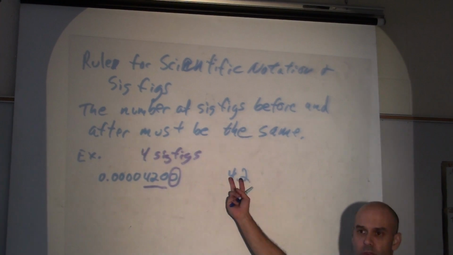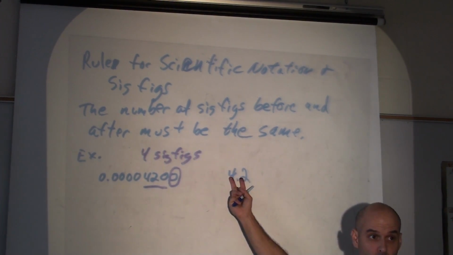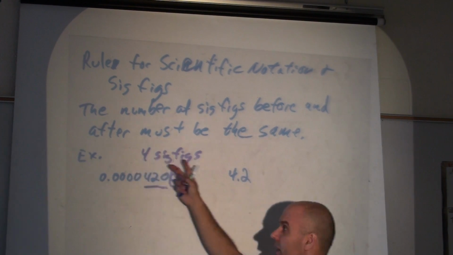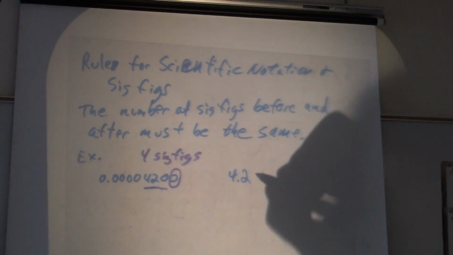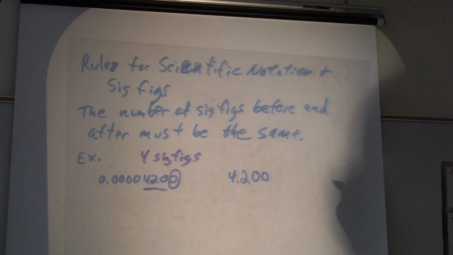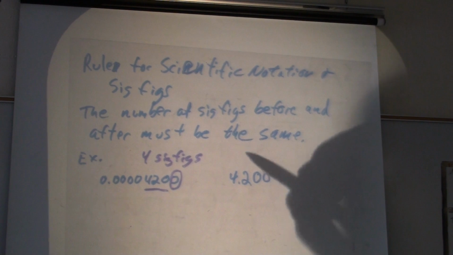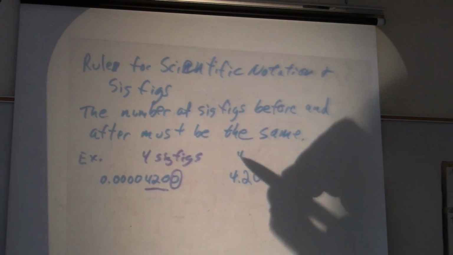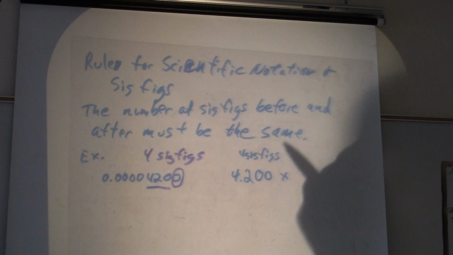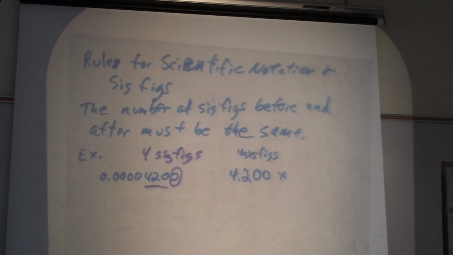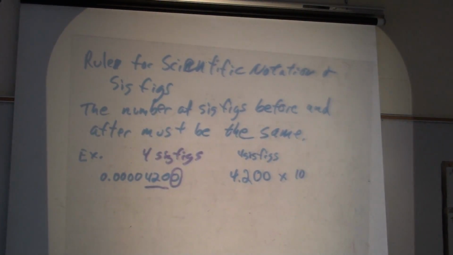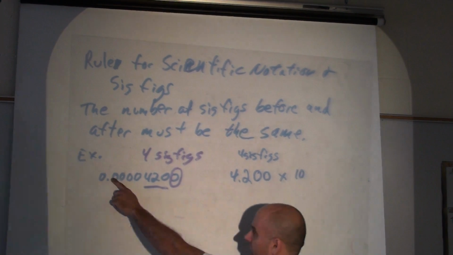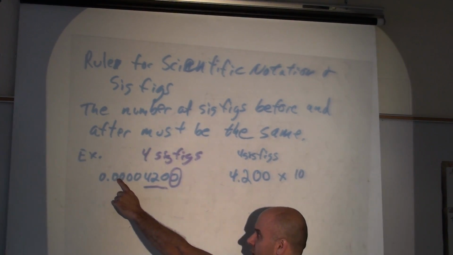How many sig figs are in 4.2? 2. Well, that's not 4. I need to make sure that the number of sig figs stays the same. So it's 4.200, because this gives me 4 sig figs. So the number of sig figs before and after are staying the same. And then, what's my power? -5.